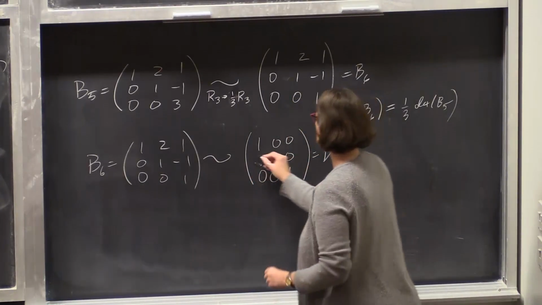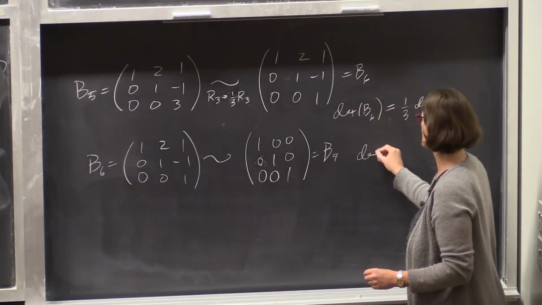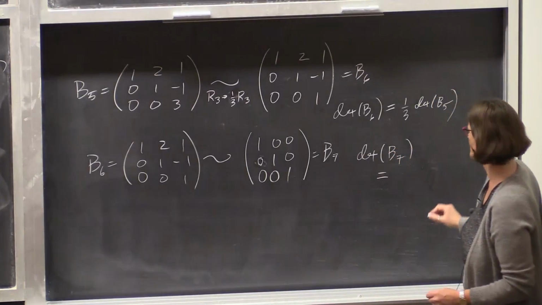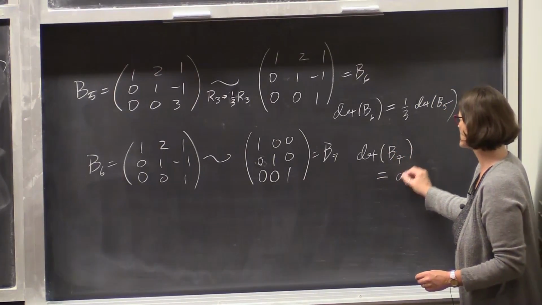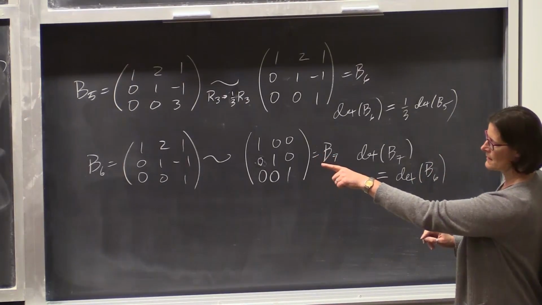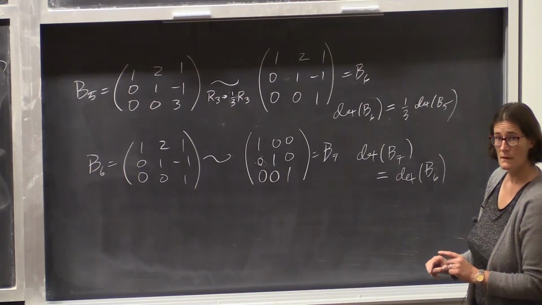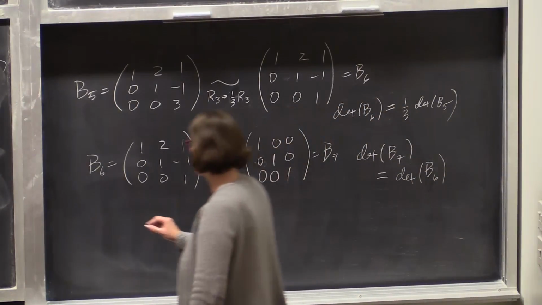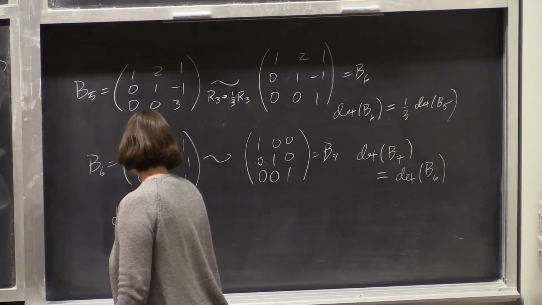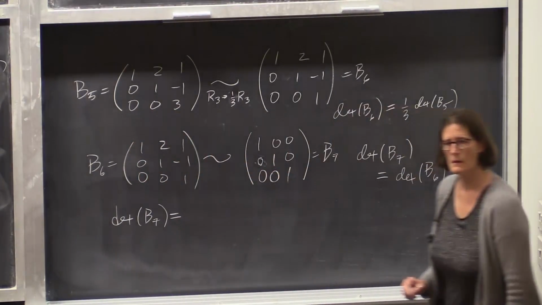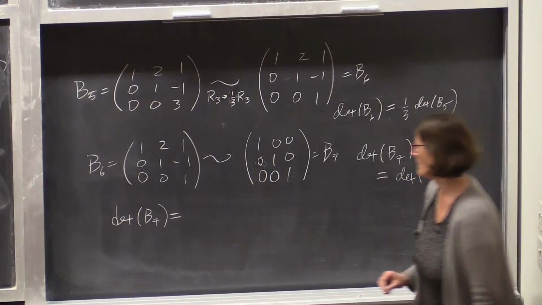Now, how is the determinant of B7 related to the determinant of B6? It's the same. I used fact 3 how many times? 3 times. OK, so now, here we go. The determinant of B7 is what? 1.